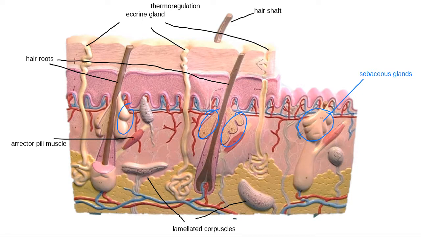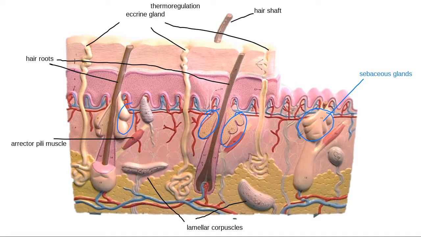Lamellated, or are they called lamellar? What are they called in your packet? Can you help me out? Lamellar. Okay, let me delete that. They have about 5 different names, so I want to make sure I get you the right ones. Lamellar corpuscles.